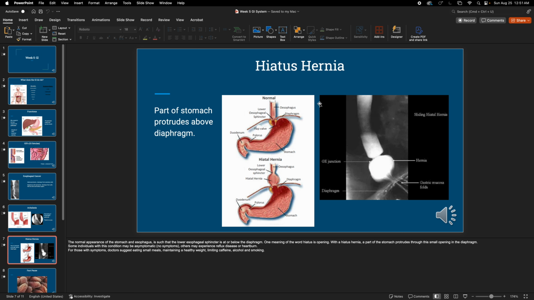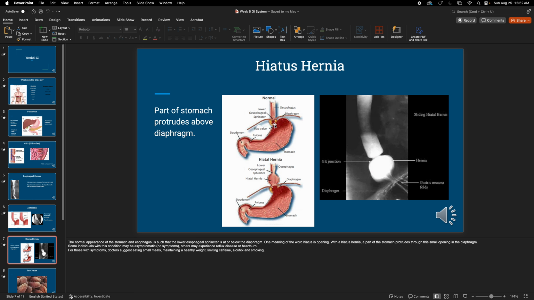Hiatus hernia. Now, hiatus hernia, you might have heard about this from X-ray and from fluoroscopy, is just a situation where part of the stomach protrudes above the diaphragm. The word hiatus is an English word. It just means opening or break. In this case, it's an opening in the diaphragm through which the esophagus makes contact with the stomach.